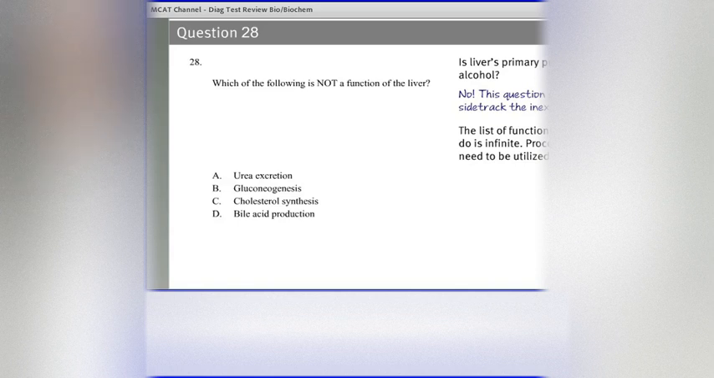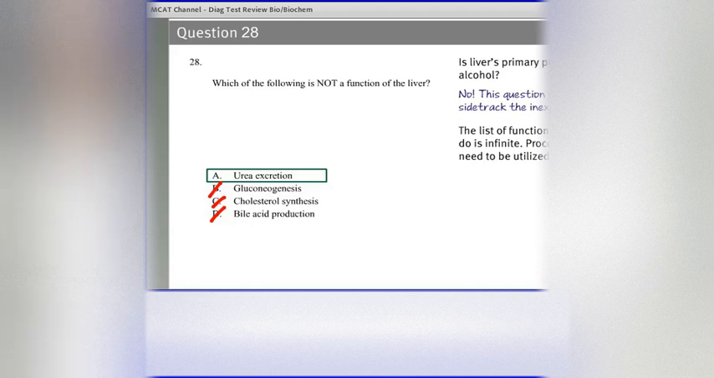What is really being asked? That's our assess piece. And then plan: how can I go through and answer this? Well, a simple way would be elimination. Which are ones that the liver does do? Well, the liver had better do something with bile, so get rid of answer choice D. The liver certainly deals with gluconeogenesis, absolutely, and in order to have proper functionality, it had better be making some sort of cholesterols. So we can get rid of those answer choices that are true functions of the liver and be left with urea excretion. Its primary process is not for urea excretion.